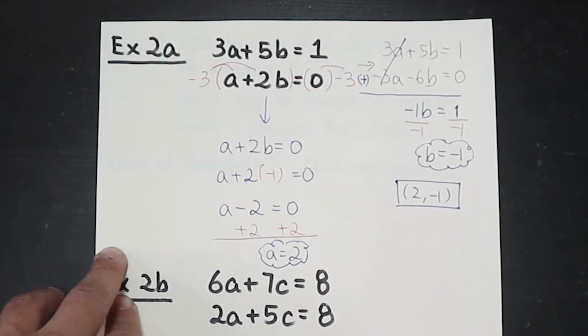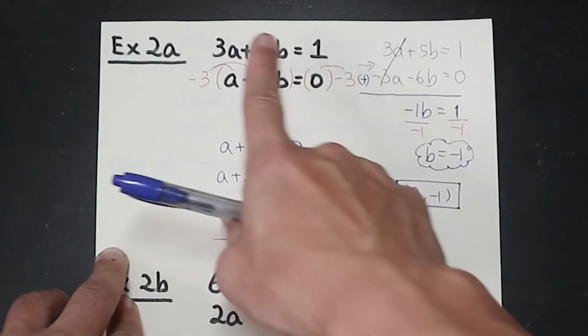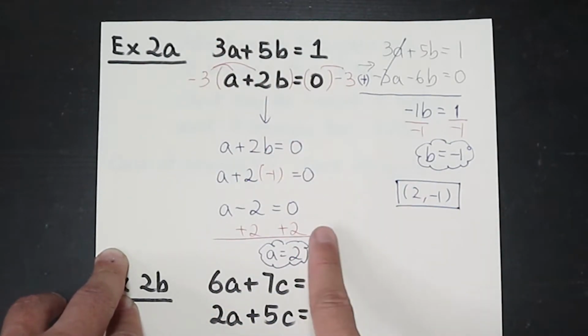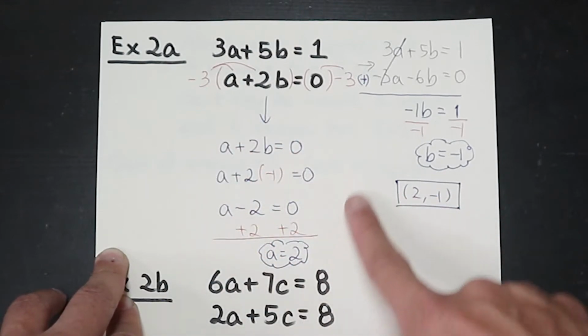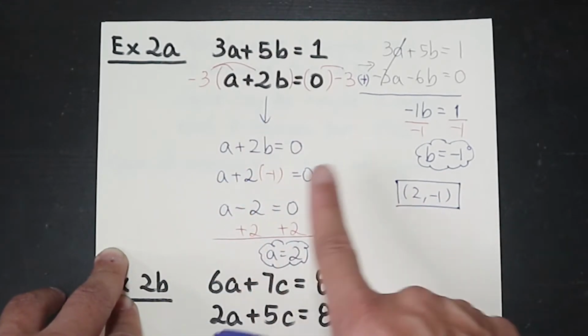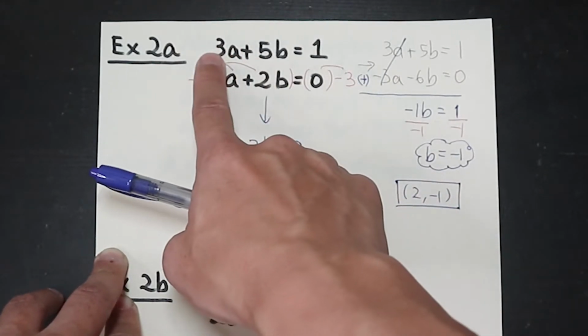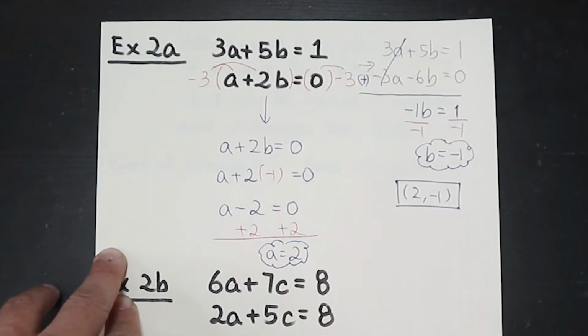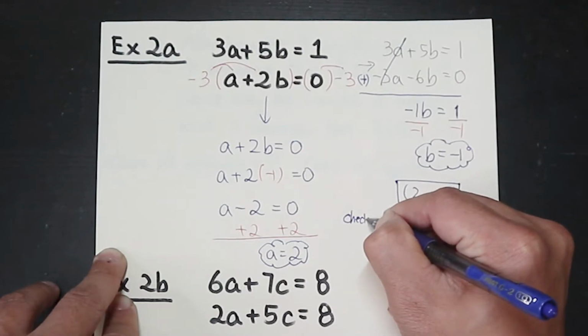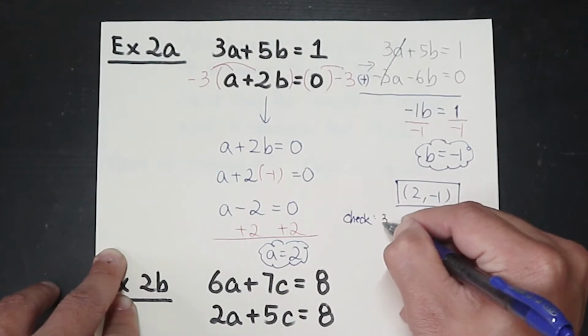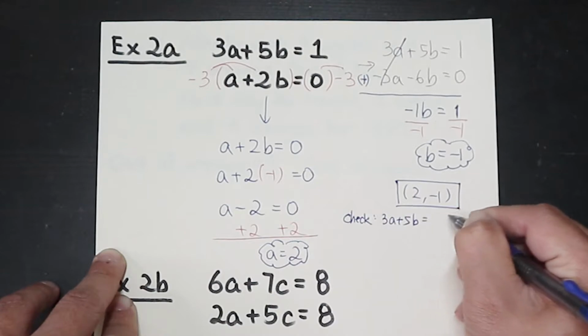Well, to check that your answer is correct, I want to plug it back into both of the equations. Now, if you notice, I already plugged it back into the second equation here, so I don't have to check it again. All I have to check is: do these two numbers satisfy the first equation? So let's check really quick. You're going to write 3a plus 5b. Is it really equal to 1?